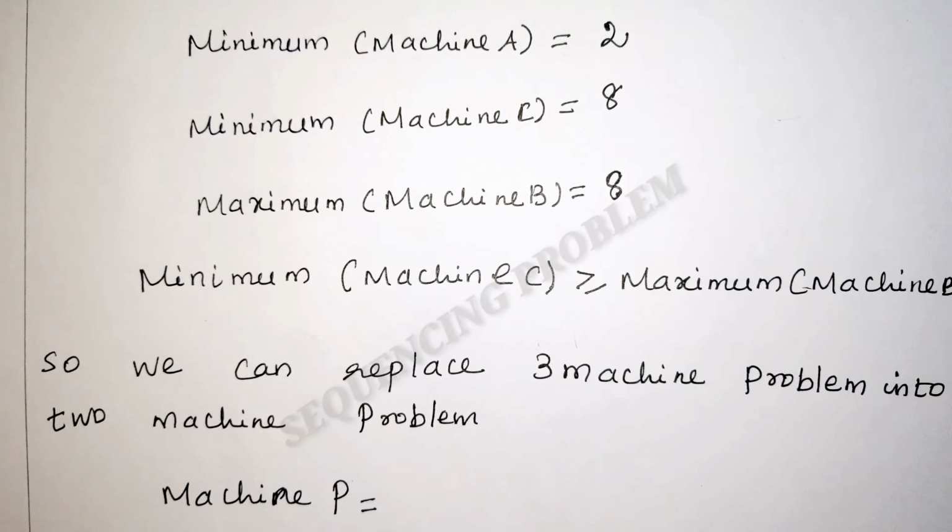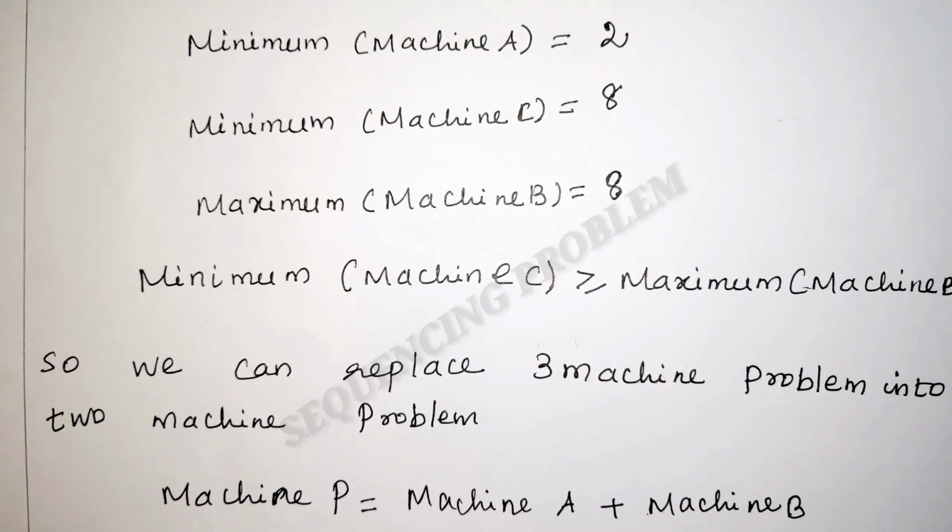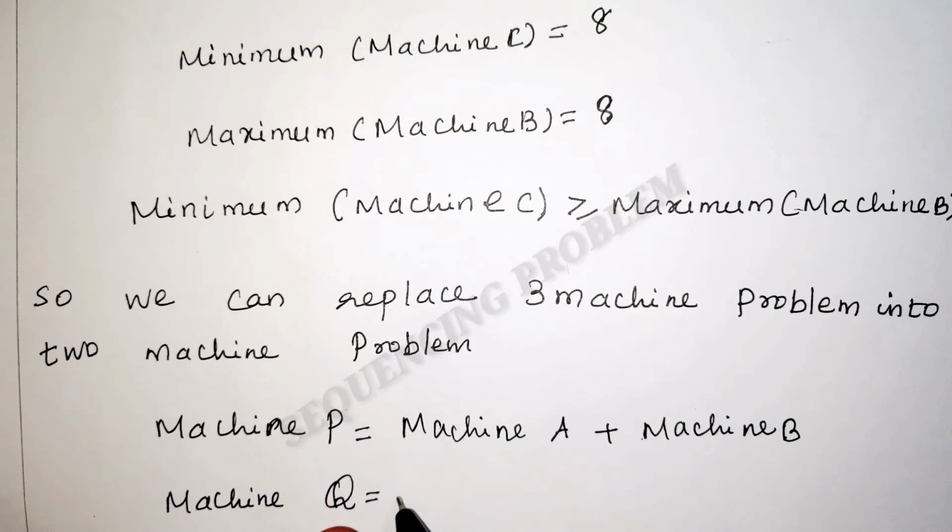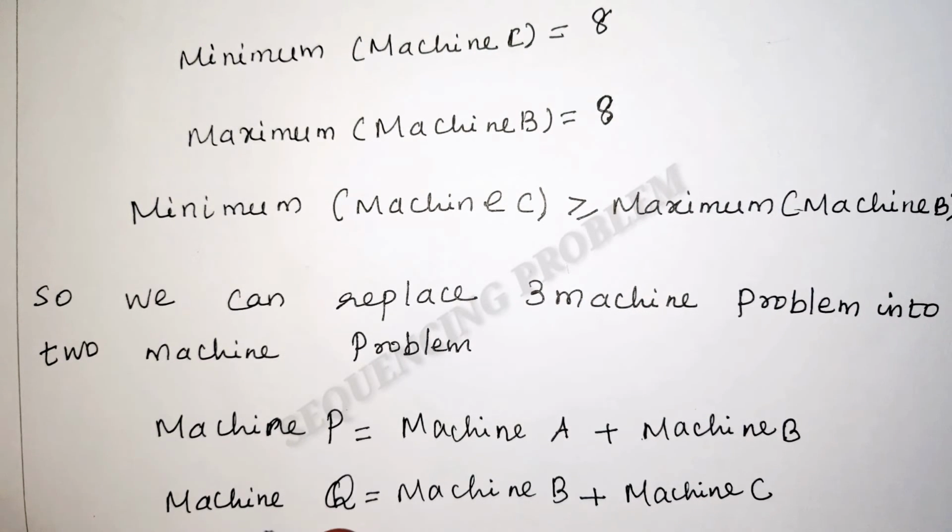So we can replace the 3 machine problem with 2 machines. The first machine, machine P, is nothing but machine A plus machine B. The second machine, machine Q, is machine B plus machine C. The first machine is machine A plus machine B. The second machine is machine B plus machine C.